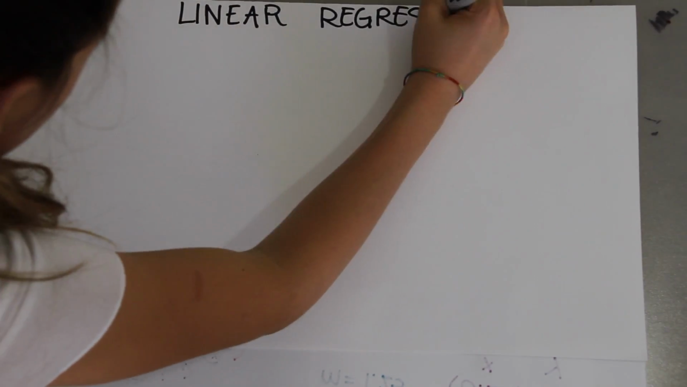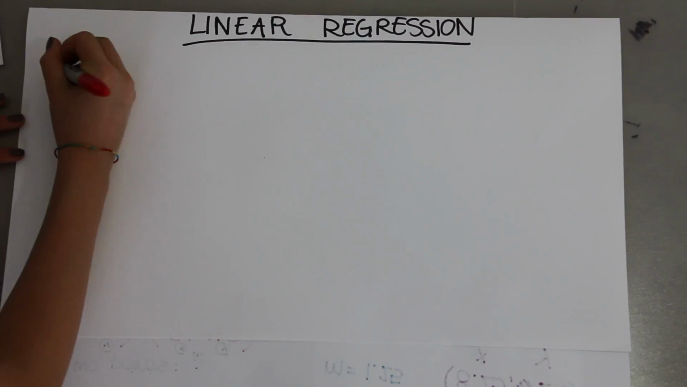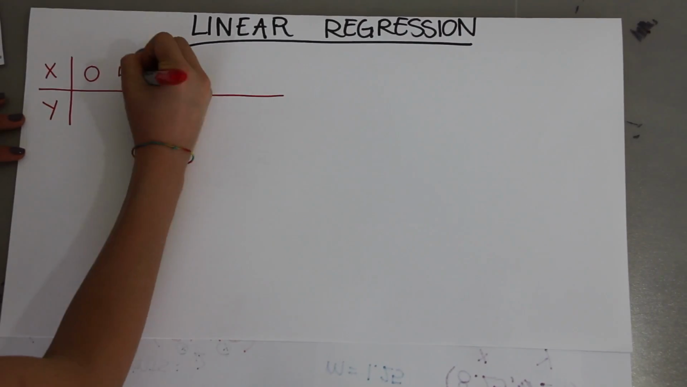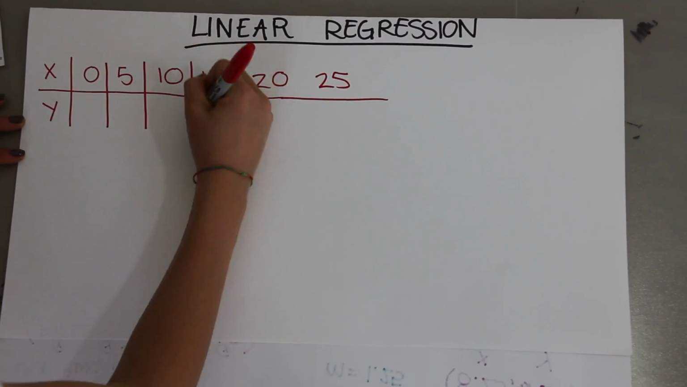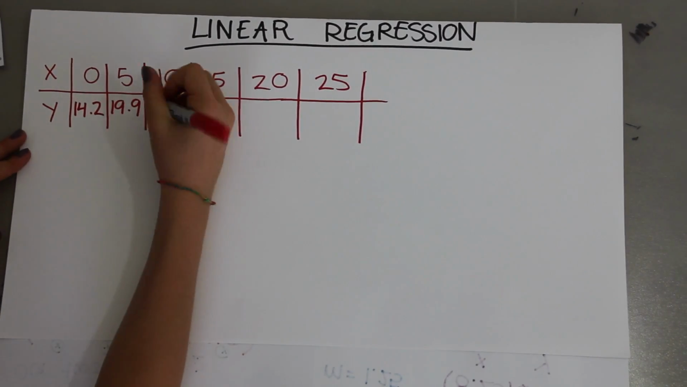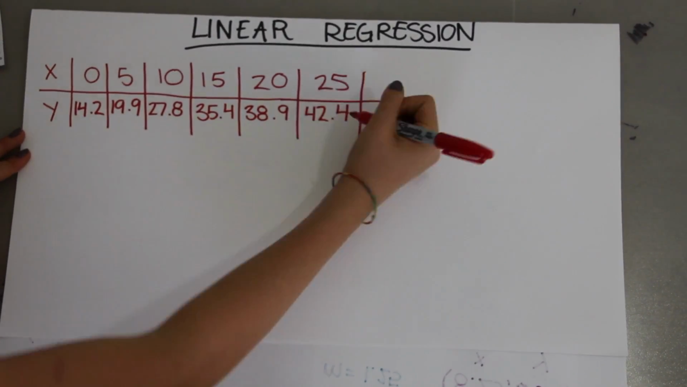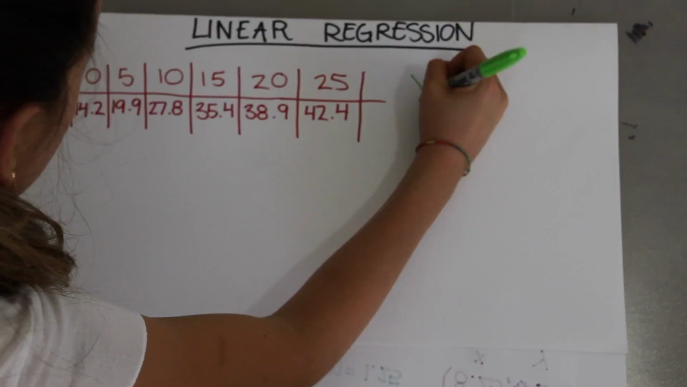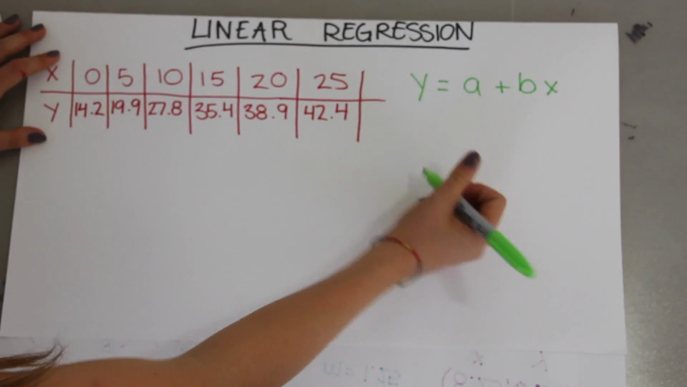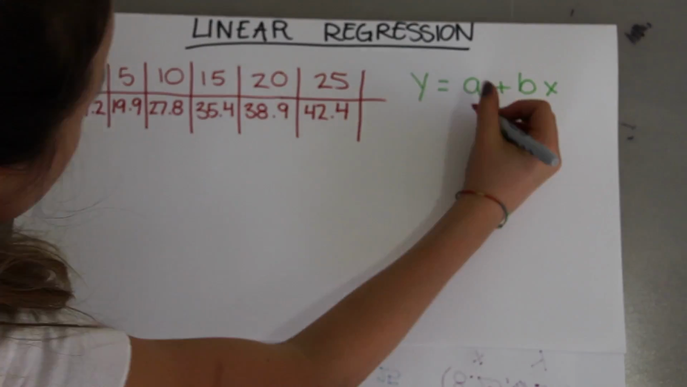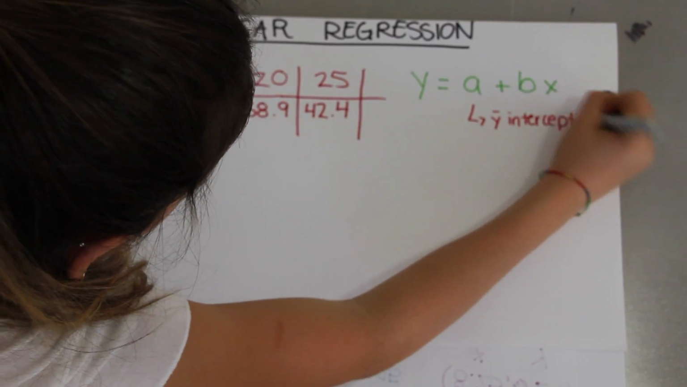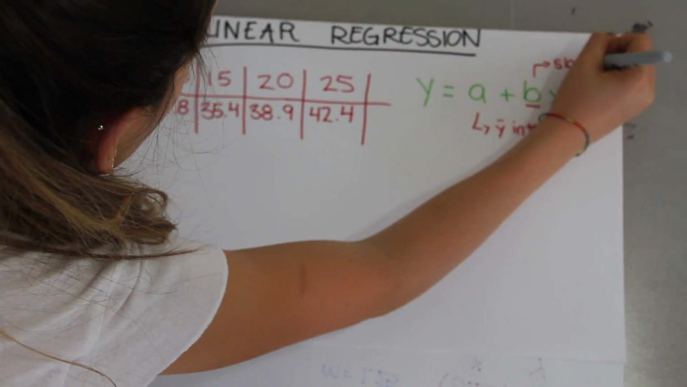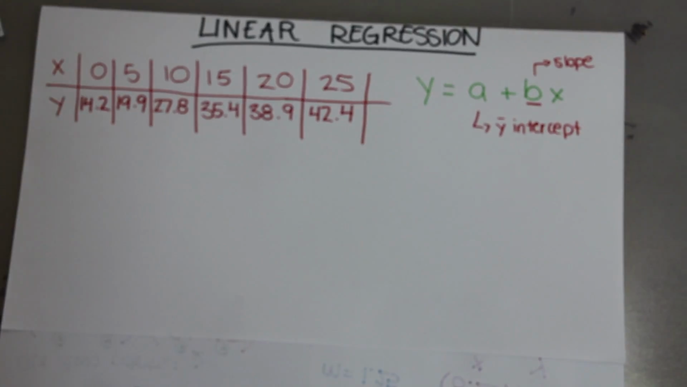Now I'll be showing you how to find the linear regression for this graph. Once again, we will only use the obesity data. Here I drew a chart that represents the data from the obesity line on the original graph. Our main goal is to find this equation, y equals a plus bx. A is going to be our y-intercept and b is going to be our slope.